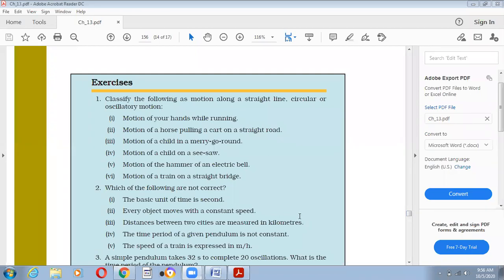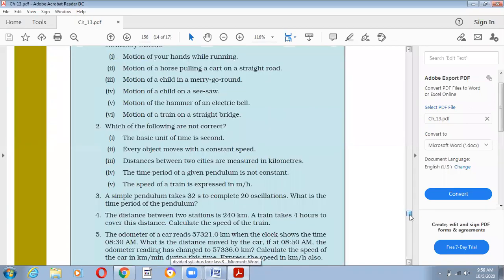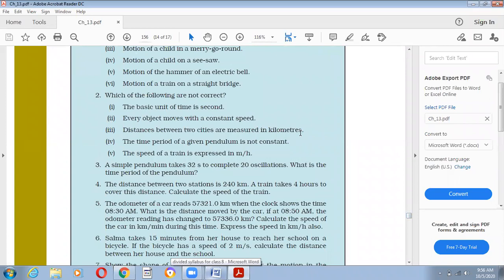Distances between two cities are measured in kilometers. Yes, it's right because between two cities the distance is too much, so that's why it's measured in kilometers. Then the time period of a given pendulum is not constant. That is wrong because the time period is constant. The speed of a train is expressed in meter per hour. That is wrong because in that case we use bigger units, right? Bigger units of speed.